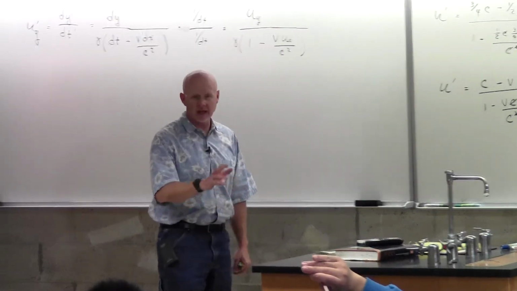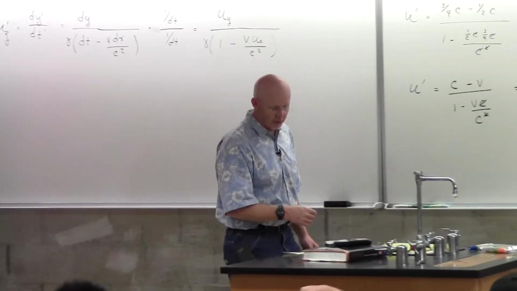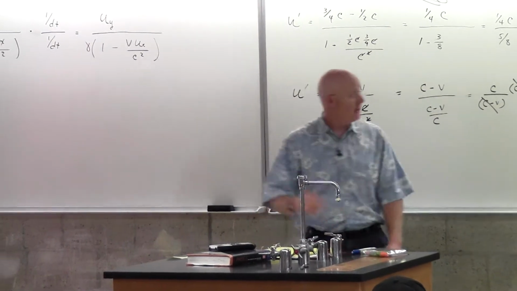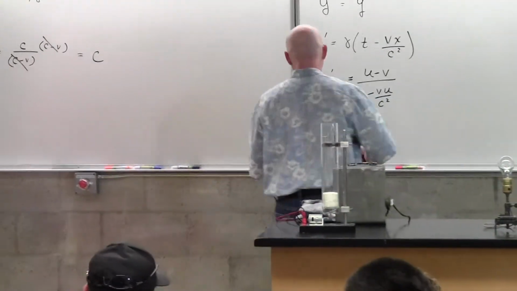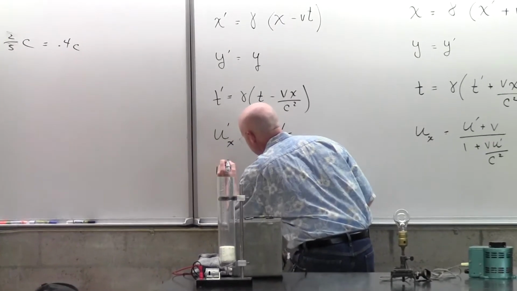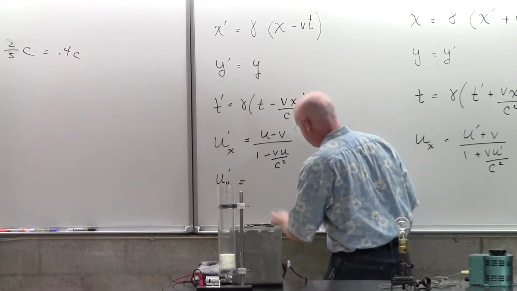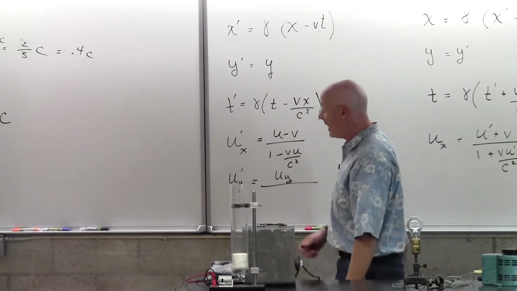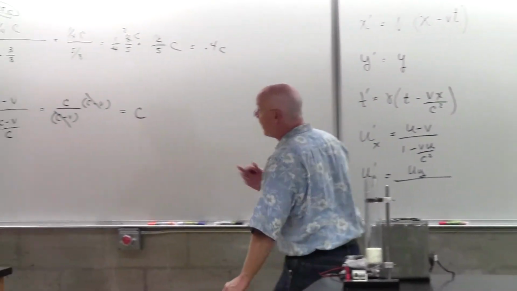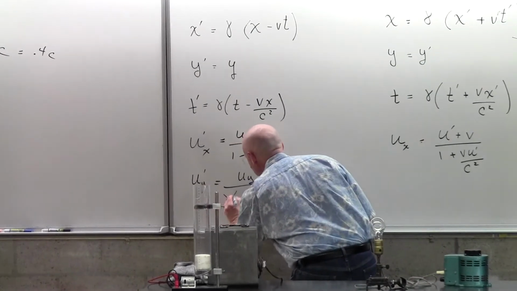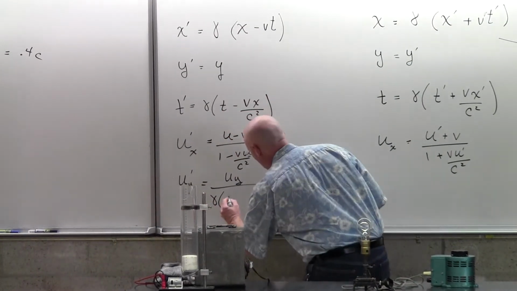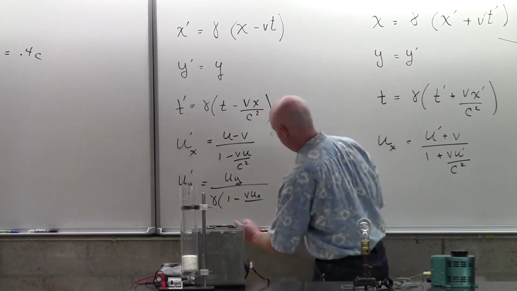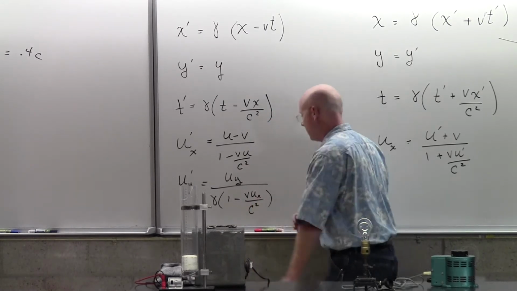And like I said, I think that kind of throws me for a loop a little bit. And so maybe I should put this one over here. So the velocity in the y direction is gotten by taking the velocity in the y direction as I would have thought, and then the gamma, and then the 1 minus v u x over c squared.